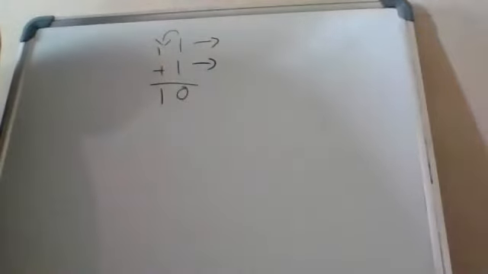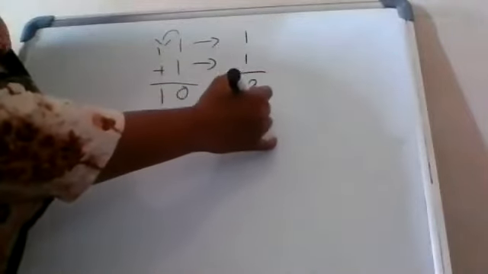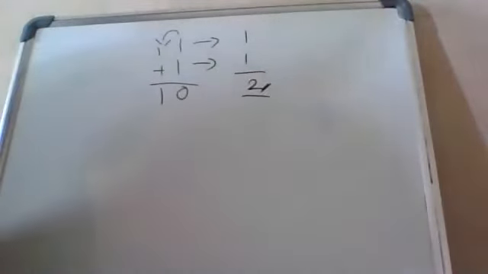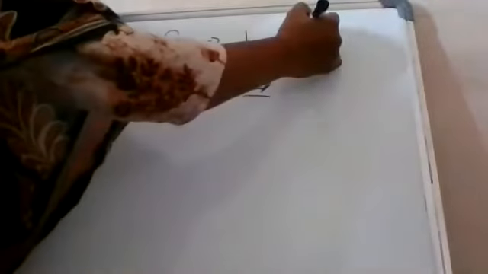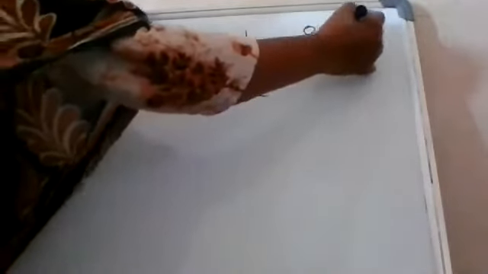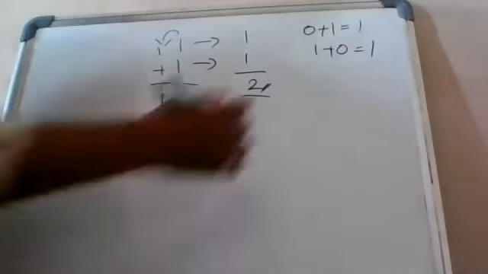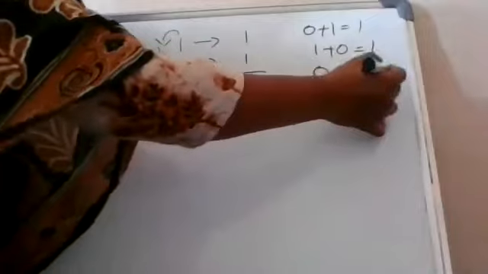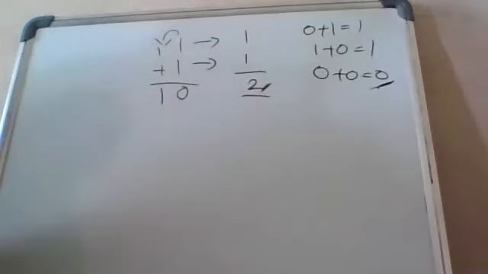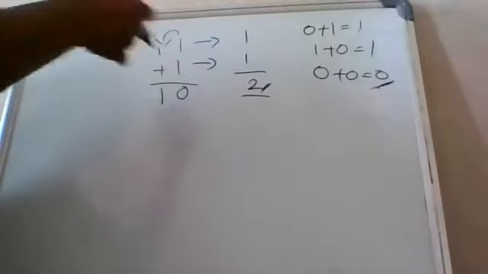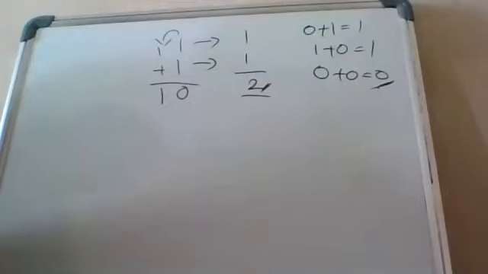How to write this one? In the decimal system, 1 plus 1, 2. So the remaining are simple. 0 plus 1, 1. 1 plus 0, also 1. 0 plus 0, 0. These are the 4 conditions, because in the binary system there are only 2 digits, 1 and 0. These are the 4 conditions in binary addition.